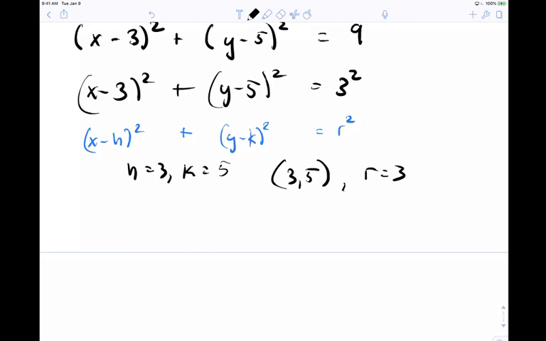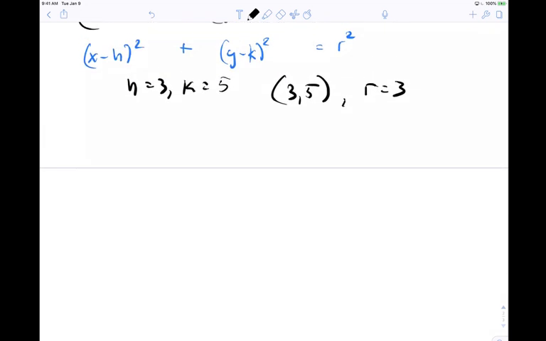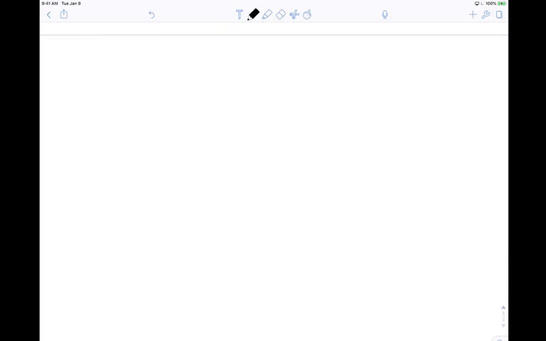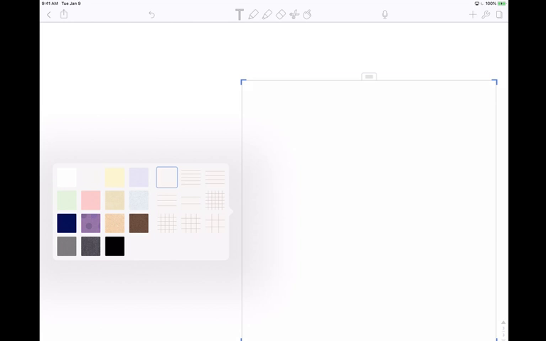So let's graph this now. Let's look at this circle. So let's draw a circle with the center at 3, 5 with a radius of 3. Right? Let me get some graph paper. Come on. Text box. It's kind of huge, but it's okay. Go away, come back. Paper. We want graph paper. All right.